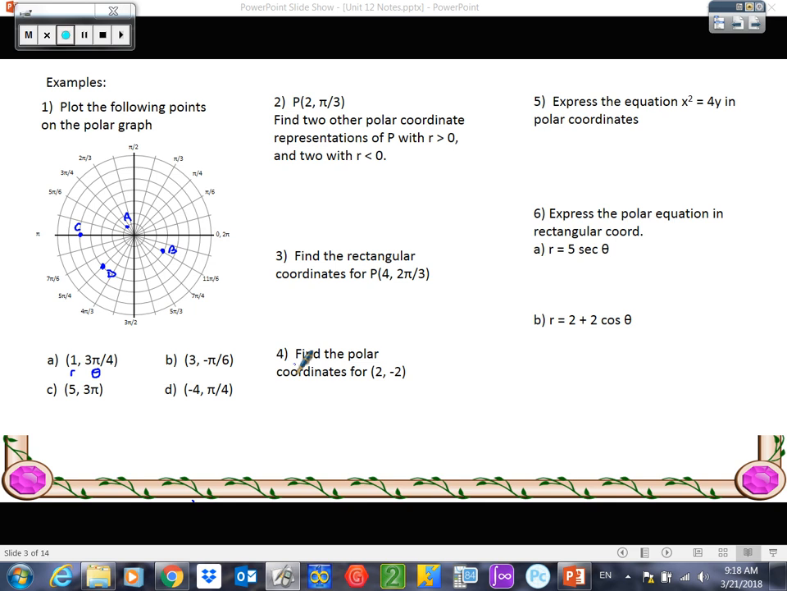Okay, are we okay on that? So that's just a little bit of a nuance. I think once you get used to that, it'll be just fine.